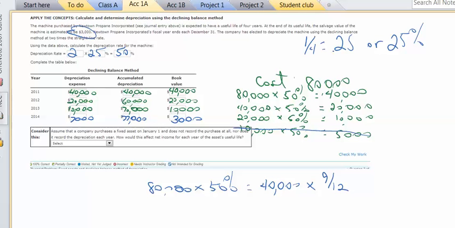As far as this last part, assume that the company purchases a fixed asset on January 1st and does not record the purchase at all, nor record the depreciation each year. How would this affect net income for each year of the asset's useful life? Well, the net income would be higher than it should be because we're using up a machine that is being used and therefore it should be depreciated, which in depreciation will increase our expenses, decreasing our net income. So our net income would be overstated.